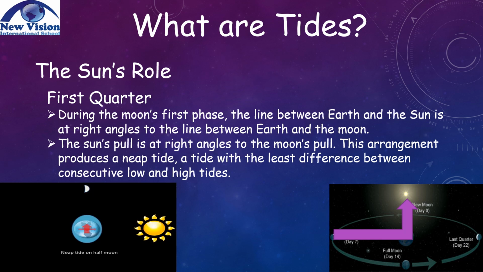So remember, when you say neap tide, it is a tide with the least difference between consecutive low and high tides. Remember, neap tides occur twice a month.